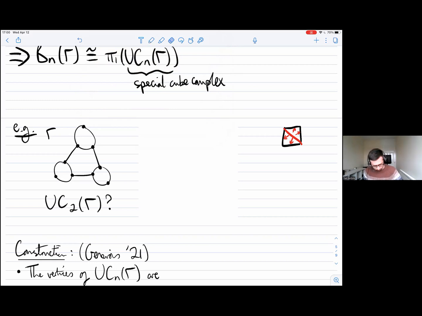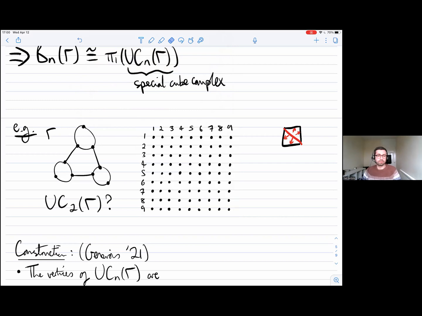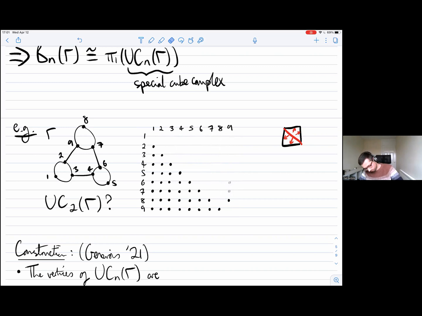Okay, so in practice, how do we draw this cube complex? First of all, let's look at the vertex set. We have 9 vertices in our graph, so we get a 9 by 9 grid of vertices. And it's going to make our lives easier if we label these vertices, to keep track of what the vertices of the cube complex represent in terms of the graph. Then we remove a diagonal, and then we quotient by the action of the symmetric group. Effectively, this means we're just going to look at the lower triangle here. So this gives us the vertex set of our cube complex.